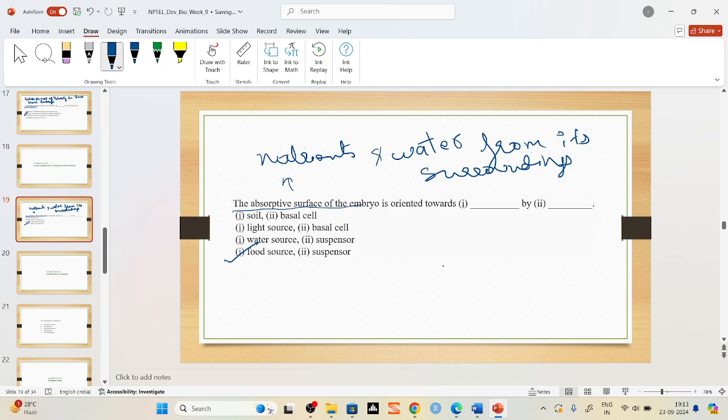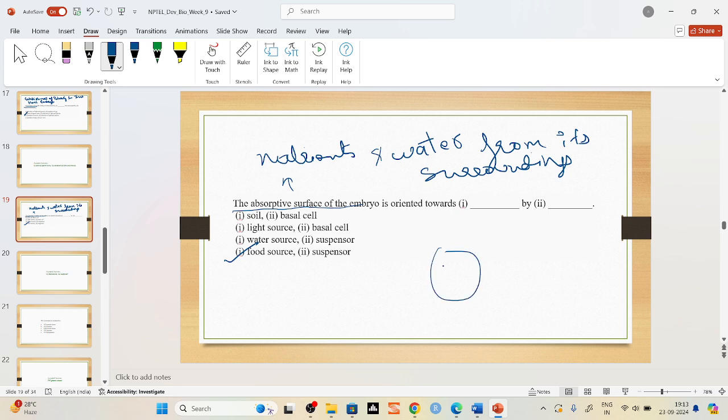The suspensor is a region of a plant embryo that connects to the surrounding tissue and helps it to develop. So the answer becomes: the absorptive surface of the embryo is oriented towards the food source by the suspensor. This is why it is oriented towards the food source, because this absorptive surface is oriented towards the area from where it can take the nutrients and water from the surroundings.